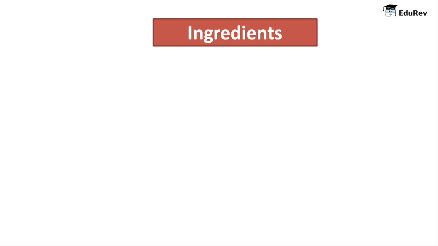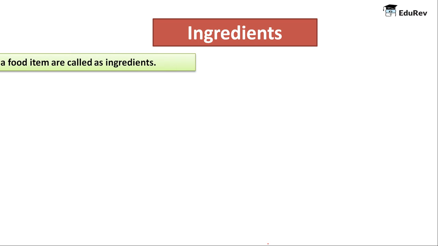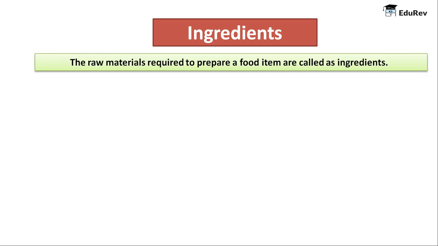Let's come to the topic of ingredients now. What do you mean by ingredients? The raw materials required to prepare a food item are called ingredients. Let us understand the difference between food and food item first. What is the difference between a food and a food item? Anything that we can consume is food. And food item is said to be a particular dish or something.